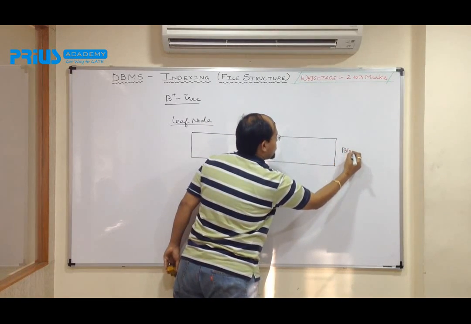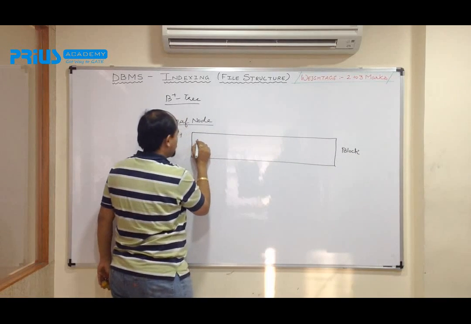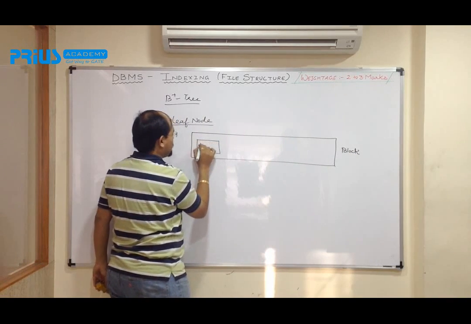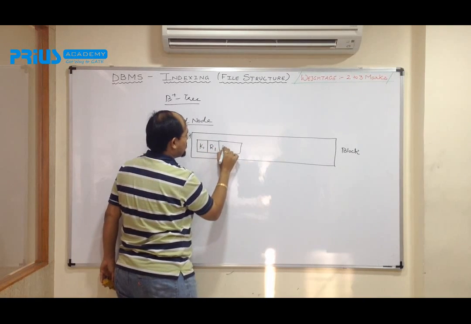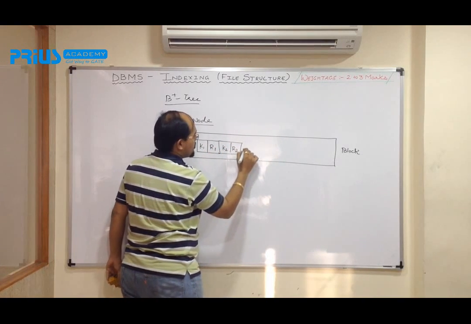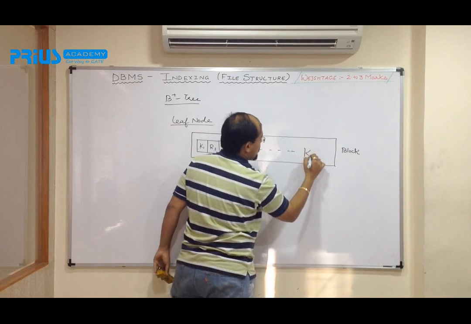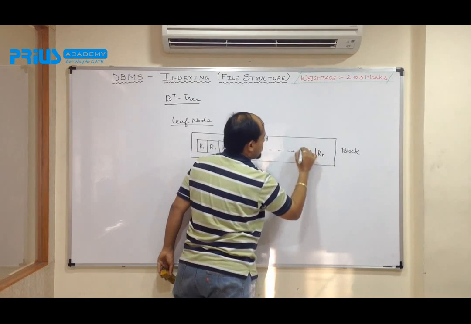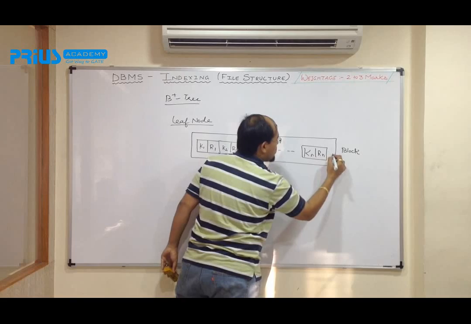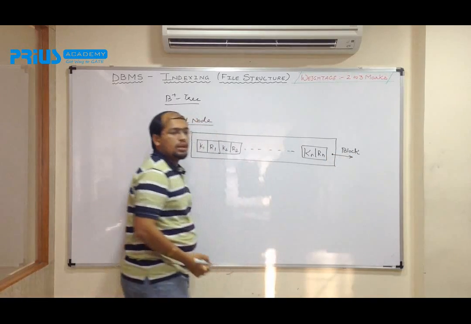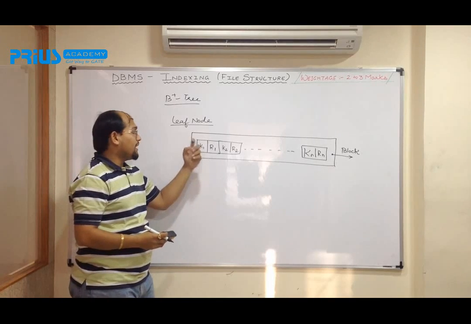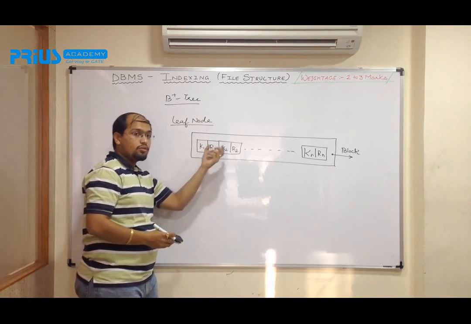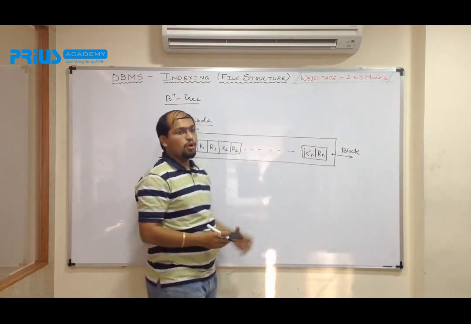Okay, so this is my block. In this block, I am having the pairs of K1 R1, K2 R2 up to Kn Rn, and a pointer pointing to the next leaf node. Now what will be the order of the leaf node? It is the maximum possible number of pairs you can store in this plus the block pointer.